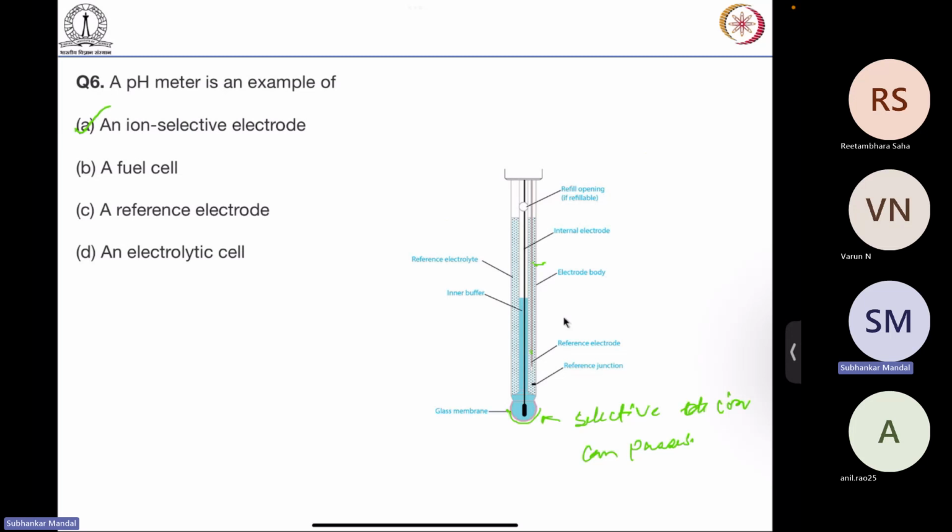This glass electrode is also used to measure the pH of the solution. Here the reference electrode is inside this electrode. So that means we cannot choose reference electrode as the answer, because the reference electrode is inside the cell. Okay. So we can go to the next problem.